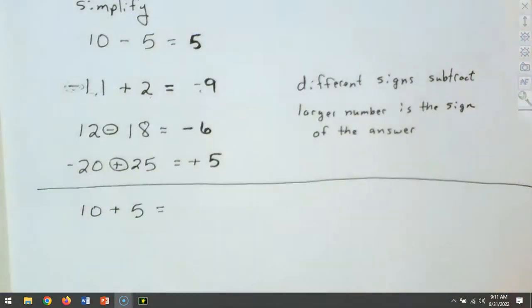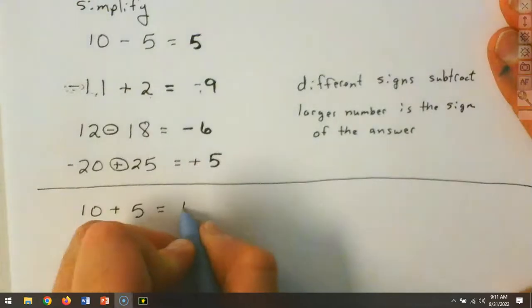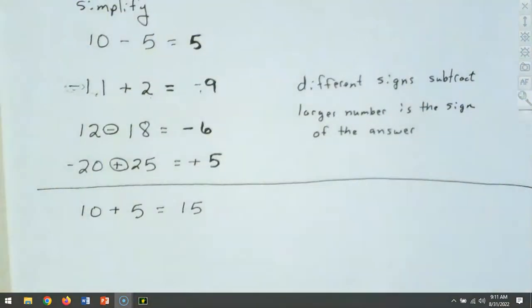Okay, we know how this one works. 10 plus 5. Okay, well, 10 plus 5, that makes it a what? 15. Now, why is it 15? Why did you add them together? They're the same, right? They are both positive numbers, so they add together.